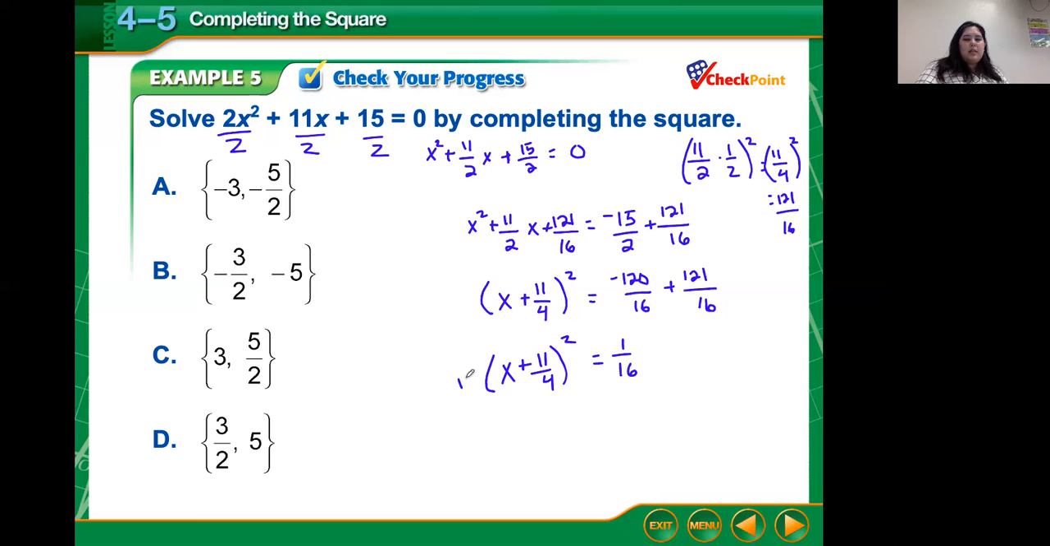So now we're going to go ahead and take the square root of both sides. And so it's really nice here that I can actually see that these are both perfect squares, which makes it a lot easier to deal with. So we get x plus 11/4 equals the square root of 1 is 1, the square root of 16 is 4. So we get plus or minus 1/4. So we're going to subtract 11/4 from both sides.